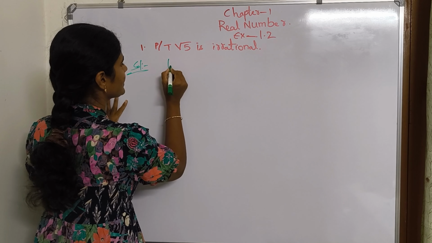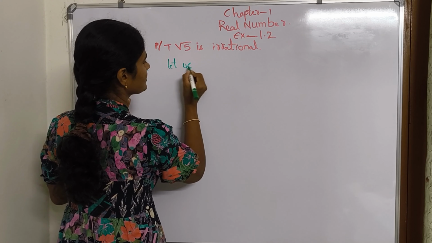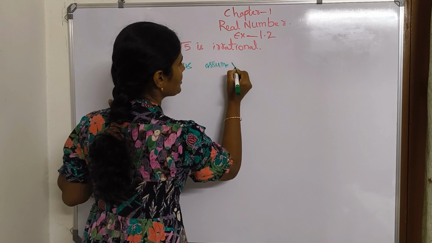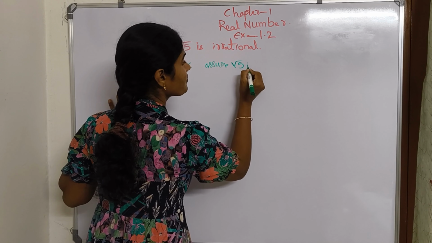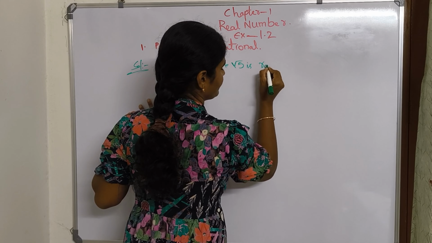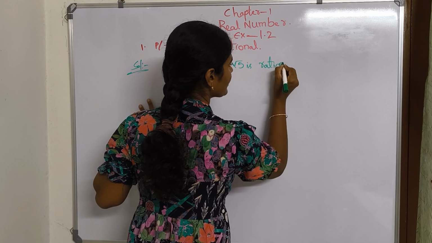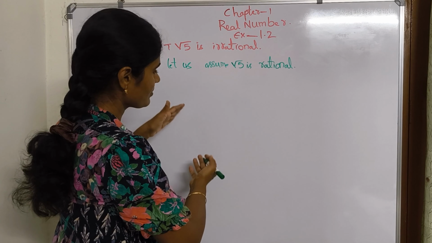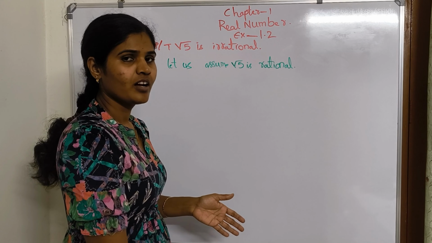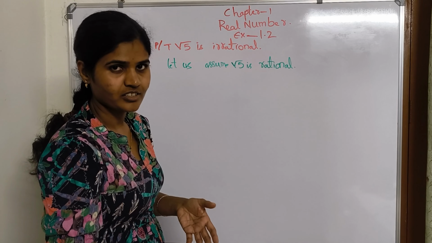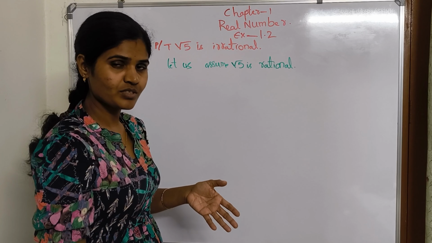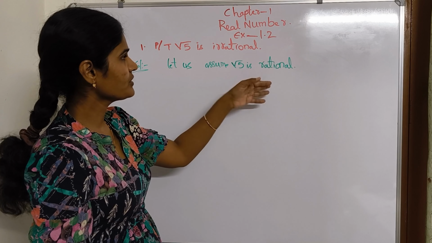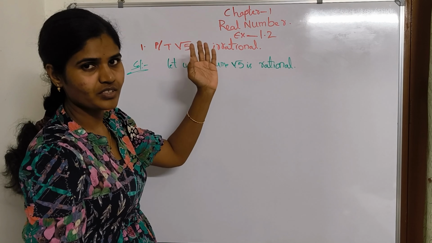So for that, let us assume what? Root 5 is rational. Here we are taking root 5 as a rational number. At the end, we will show our assumption that root 5 is rational is false. So finally, our assumption is false means the opposite is true: root 5 is irrational.